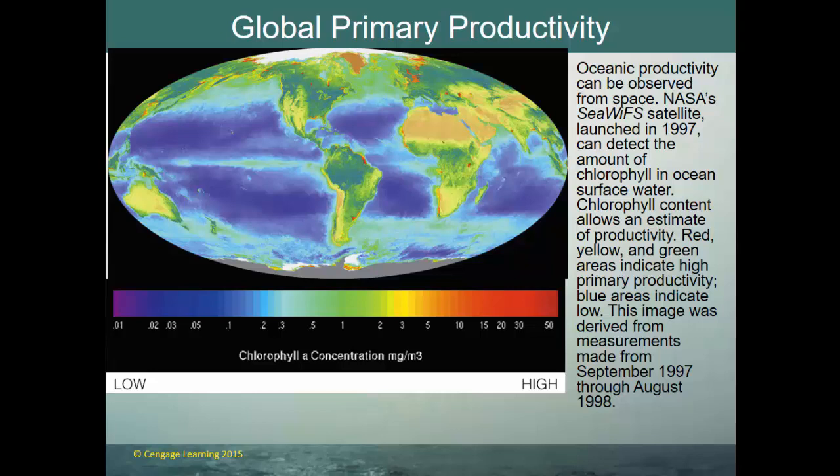Red, yellow, and green areas indicate high primary productivity. Blue areas indicate low. So this image was derived from, it looks like, back in 1997, September through August of 1998. So a pretty old image, but you can see where you have more productivity. If you look at land, where you have the Congo or the Amazon, you have a lot of primary productivity. Sub-Saharan Africa, you have very little up there, and again, you can see the same thing in the ocean, where you have the blues and the yellows and the greens and the oranges.